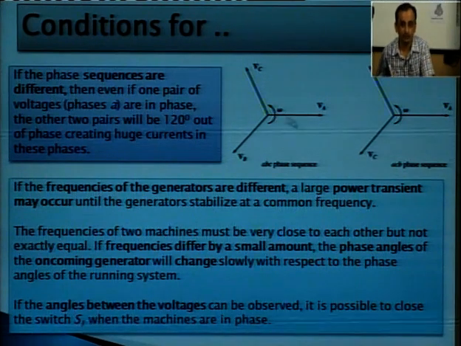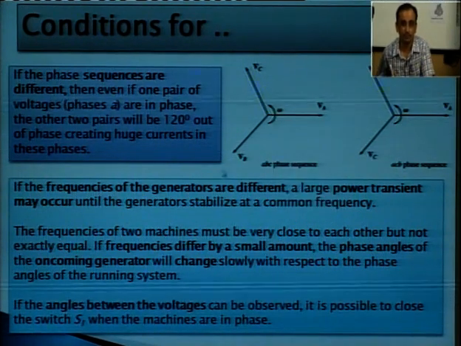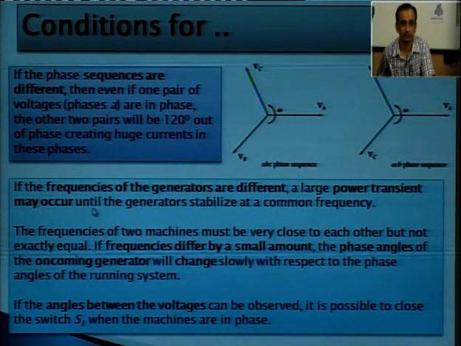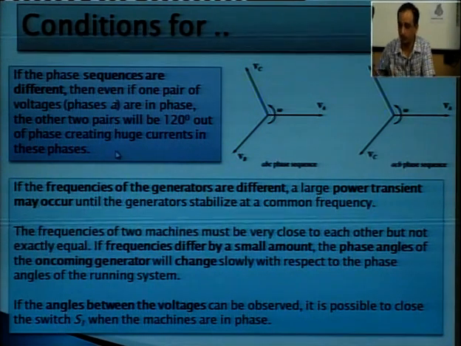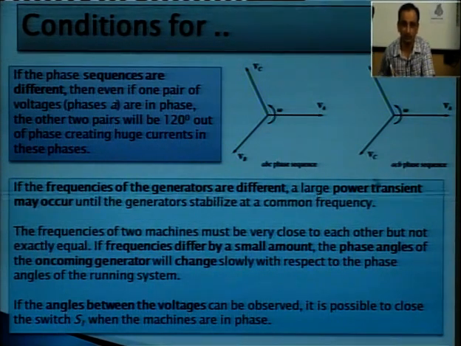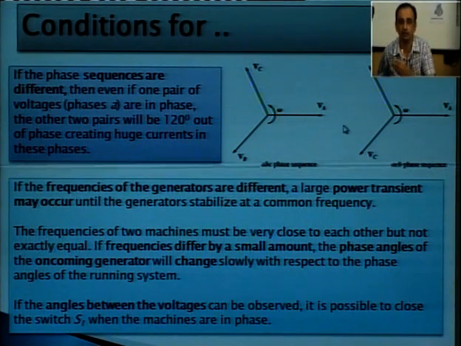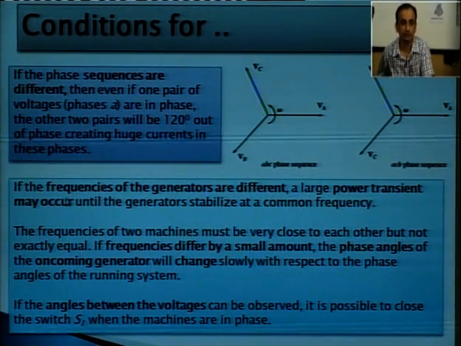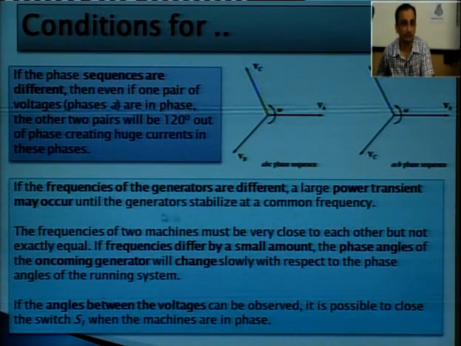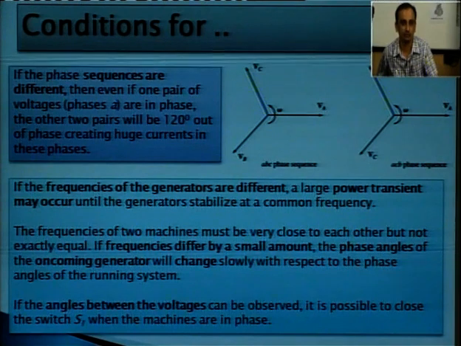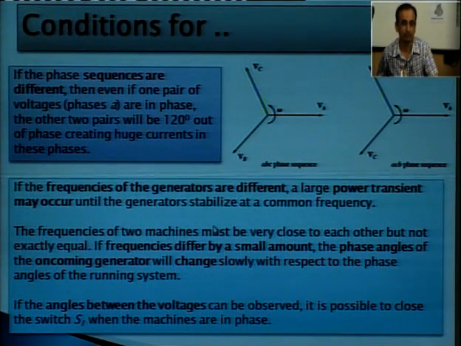See, in this case, phase sequence, as I told you already, if they are out of phase, they will result in a huge current, because there is a voltage difference in phase A and maybe in the different phases. If the frequencies of the generators are different, large transients may occur. Transients, again, can result in a huge amount of current, and that will affect the operation of the machines.